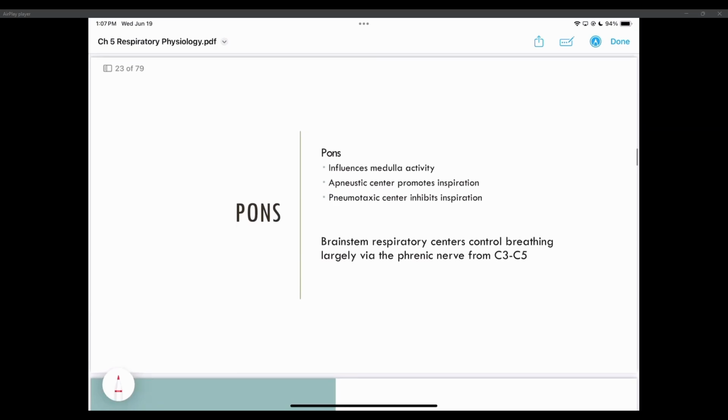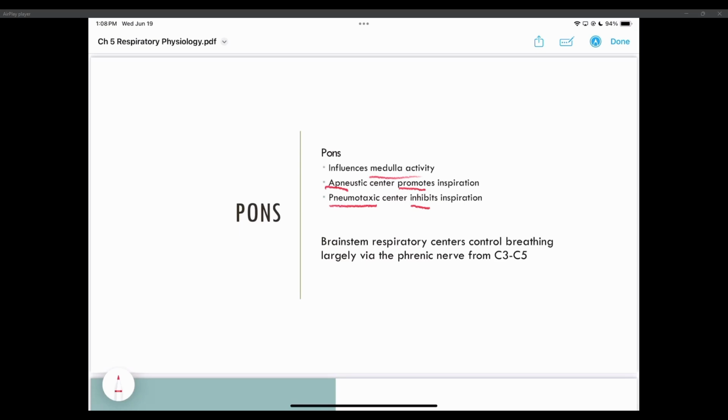Pons, obviously, is going to influence our medullary activity. It has an apneustic center, which promotes inspiration, and a pneumotaxic center, which inhibits respiration. So sometimes you'll have a buildup of CO2. We have to get rid of it, so we need to induce hyperventilation to get rid of that CO2. That's a response in the apneustic center to blow off that excess CO2.